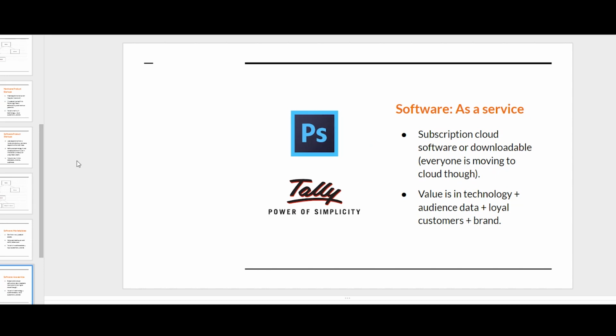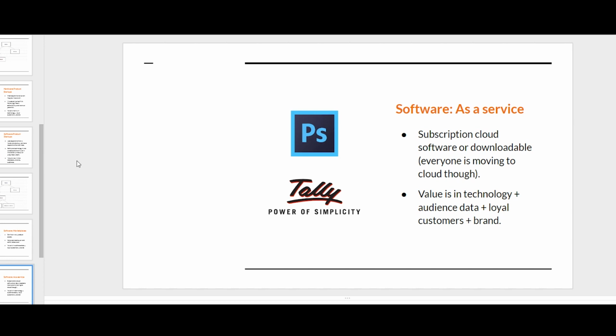Then there's another type of software startup, which is called software as a service. This is typically subscription cloud software. In the past, at least for enterprises, you'd pay a lump sum and have a yearly contract and have people come and install software in your office. But today it's subscription cloud software, which means you can access this software from any browser, or it could be downloadable in the case of something like Photoshop. The value is in the technology, the audience data, the loyal customers, and the brand.